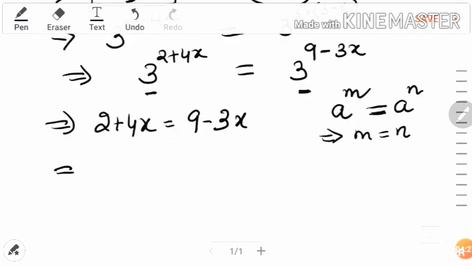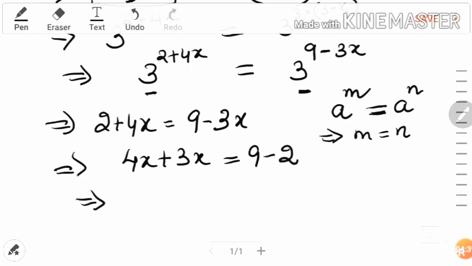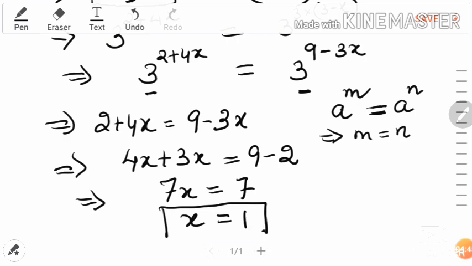Now this becomes an equation in one variable. Taking like terms to one side, 4x plus 3x will be equal to 9 minus 2, constants to the right side. So 7x is equal to 7. So x is equal to 1.